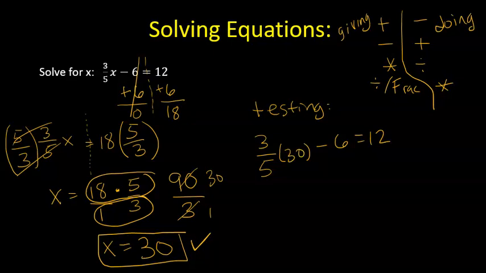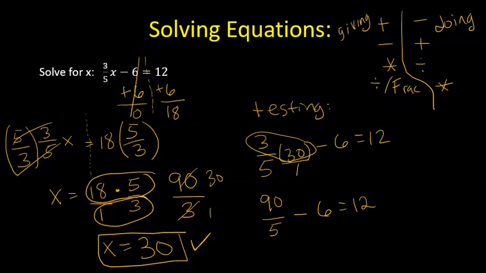So that's what it looks like. That's what we're solving for. But we have to break it down in a different way. So right here, we're going to have to put that invisible 1 underneath it, right? So 3 times 30, which is 90. And then we've got that 5 times 1 minus 6 equals 12.